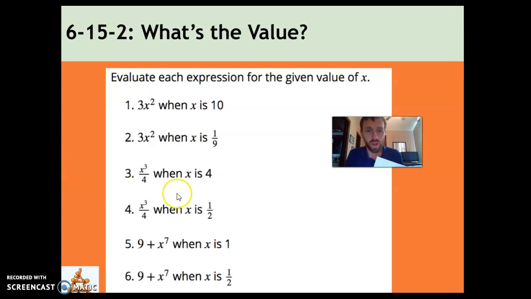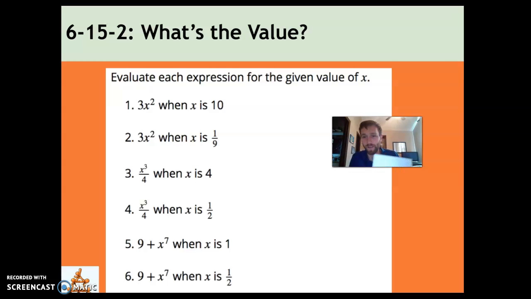But before we talk about number 1, I want to tell you that a lot of people on number 1 get an answer of 900. And the reason they get 900 is they plug in 10 for x, and then they say, oh, 3 times 10 is 30, to the 2nd power is 900. But you've got to remember, the order of operations requires that we do exponents first and then multiply.